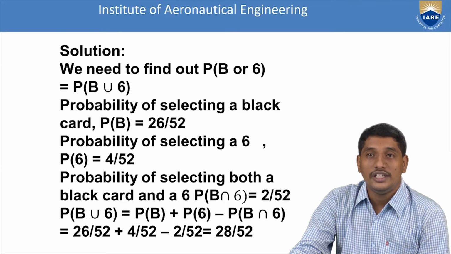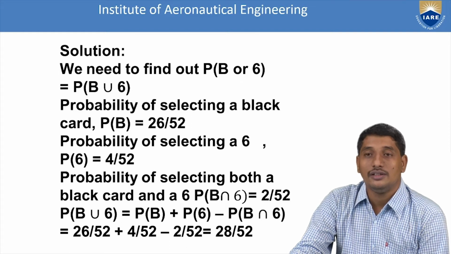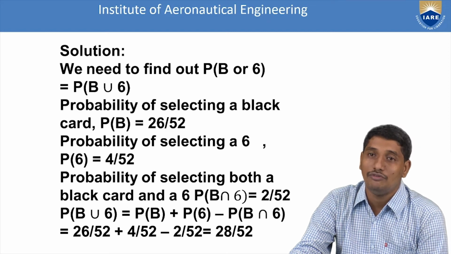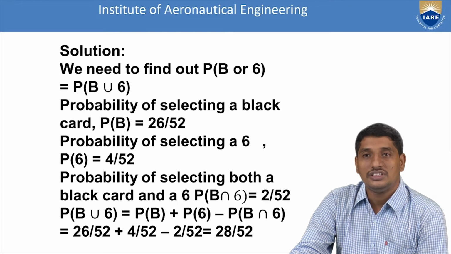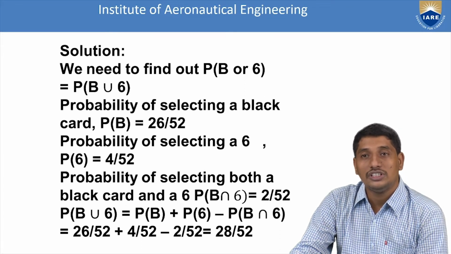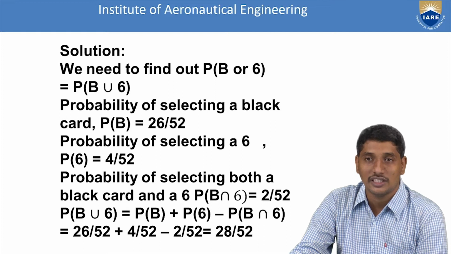Now what is the meaning of the probability of B intersection 6? If we interpret it in literal words, it means getting a black card with number 6, that is, a black card with 6 number. So how many black cards with number 6 on their front side? There are 2 cards with 6 on their front side and back side color black.